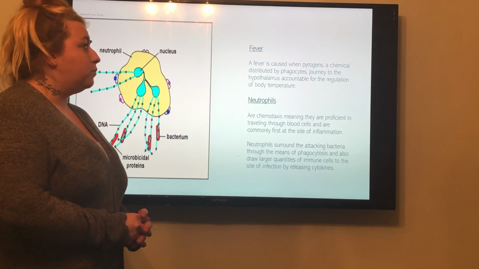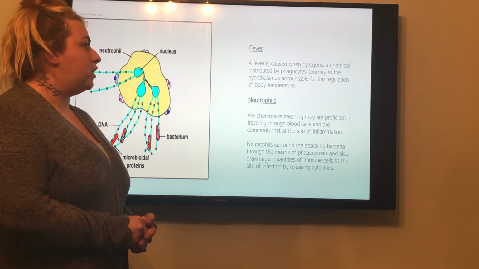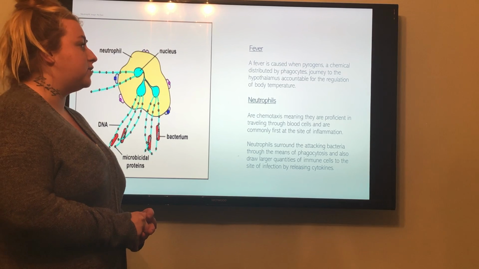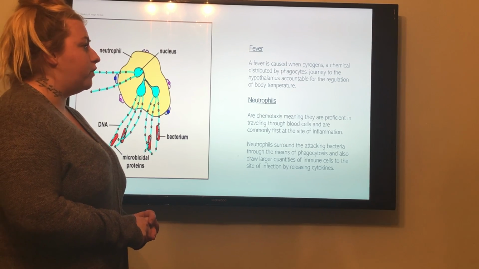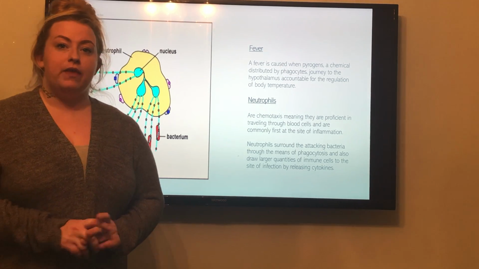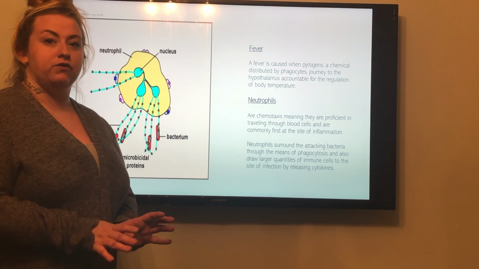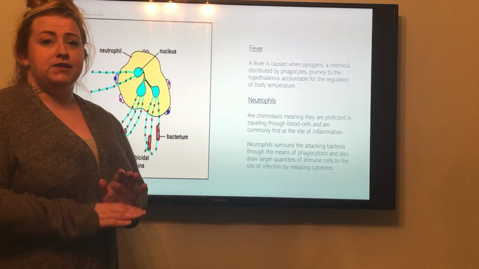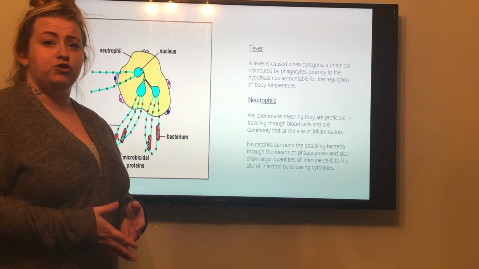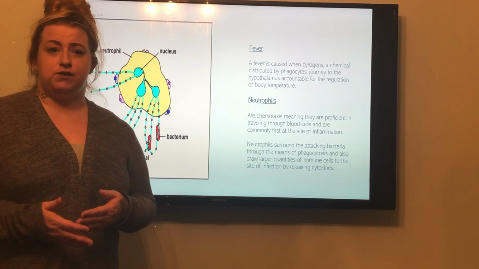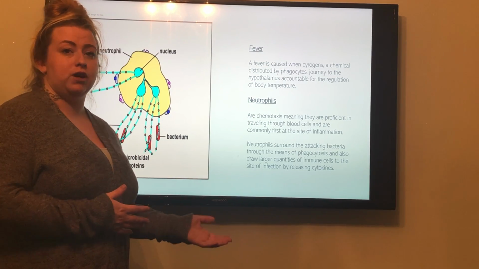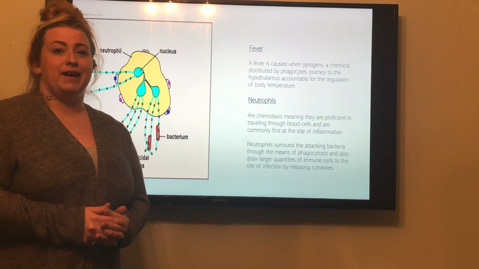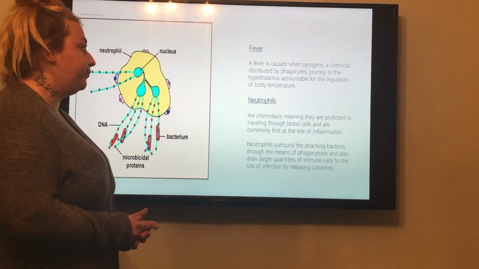A fever is caused when pyrogens, a chemical distributed by phagocytes, journey to the hypothalamus, which is accountable for the regulation of body temperature. Now, the normal body temperature is 37 degrees centigrade. At this temperature, pathogens thrive and they reproduce. Once the body exceeds this temperature, replication is problematic as fever acts to halt an infection.